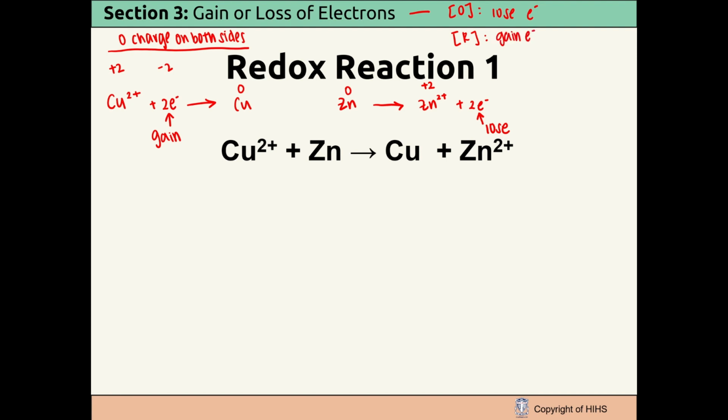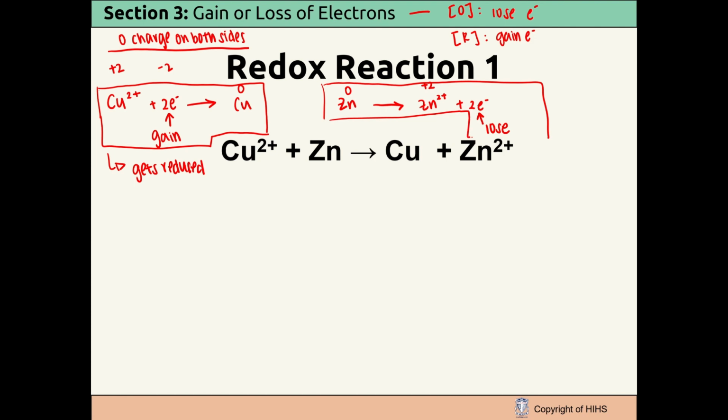Over here for copper, does copper gain or lose electron, based on your half equation? This half equation. Does your copper gain or lose electron? It gains electron, right? So your copper 2 plus actually gets reduced. For your zinc over here, it loses electron, so it's oxidized.